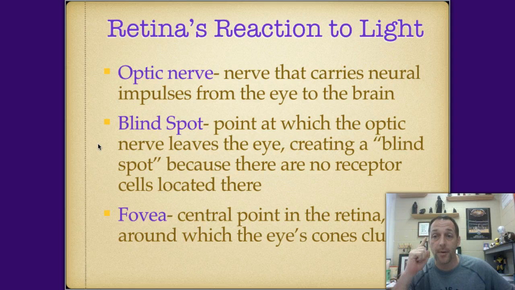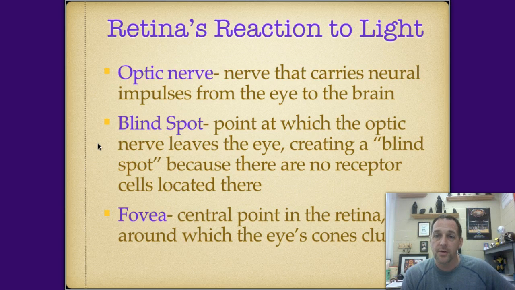We all have blind spots in each eye. It's the point at which the optic nerve leaves the eye, creating a blind spot because there are no receptor cells located there. There's a great picture on page 203 that asks you to look at a dot and hold the book about a foot away from your face. When you follow the directions, you realize that if you look at the dot a certain way, the picture that's with the dot starts to disappear, and that's your blind spot.